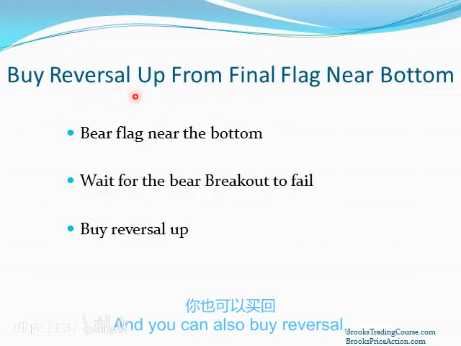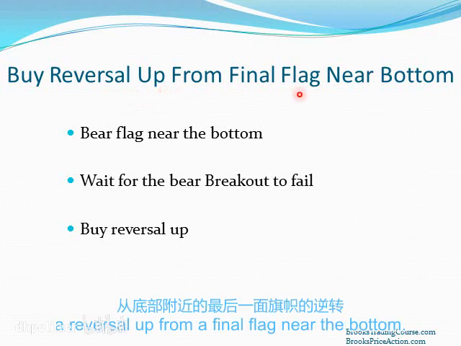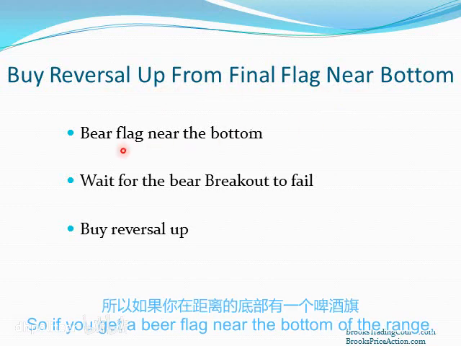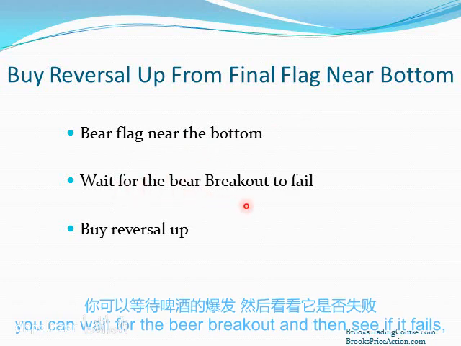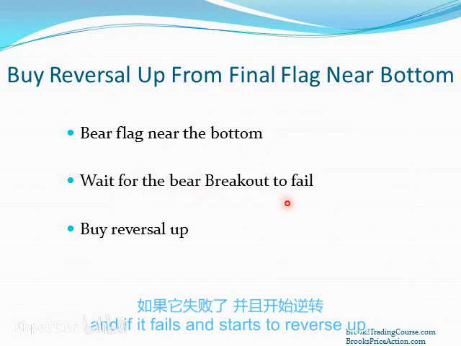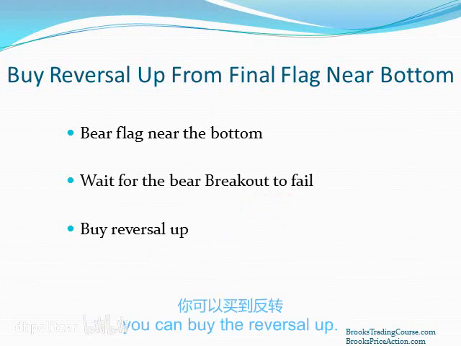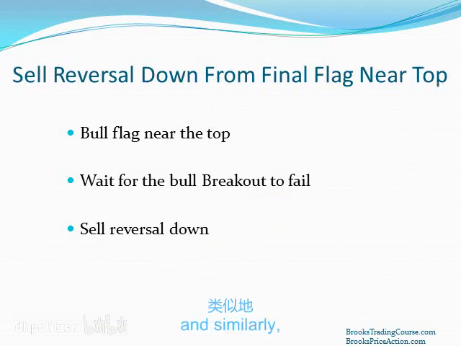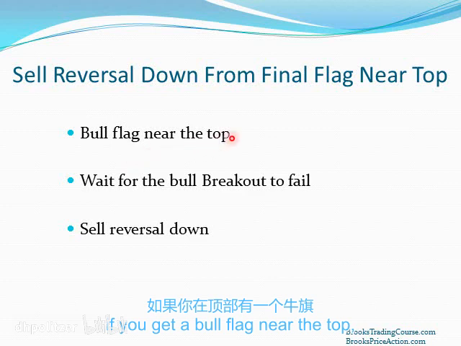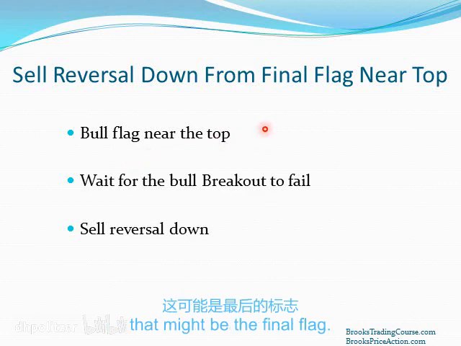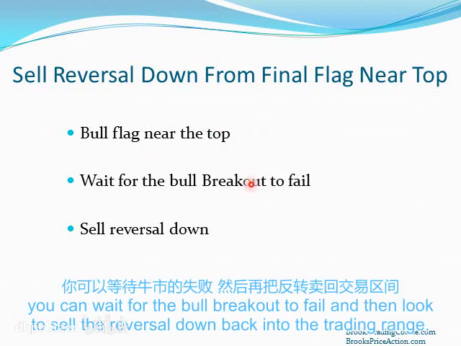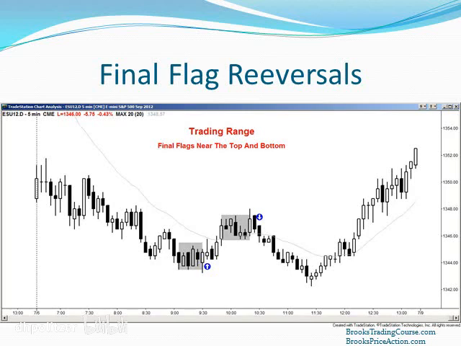And you can also buy a reversal up from a final flag near the bottom. So if you get a bear flag near the bottom of the range, you can wait for the bear breakout and then see if it fails. And if it fails and starts to reverse up, you can buy the reversal up. And similarly, if you get a bull flag near the top, that might be the final flag. You can wait for the bull breakout to fail and then look to sell the reversal down back into the trading range.